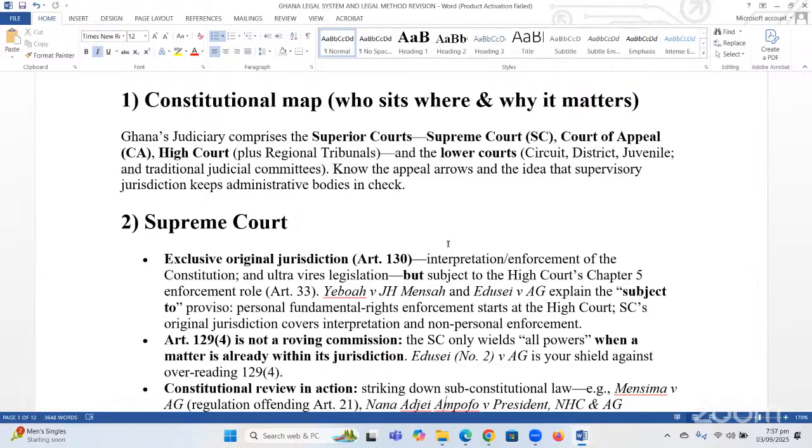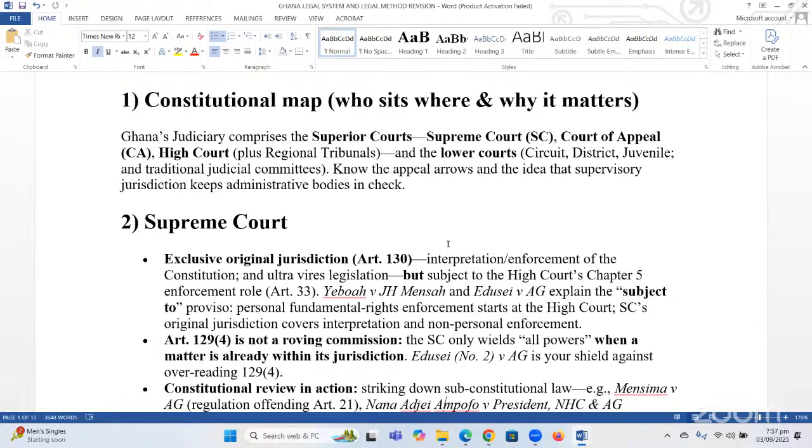If you look at the appellate one, the Constitution says that any case which started from the High Court, the appeal lies as of right. Meaning that if you want to appeal from the High Court, going to the Court of Appeal is automatic. If you want to appeal from the Court of Appeal to the Supreme Court, it's automatic.